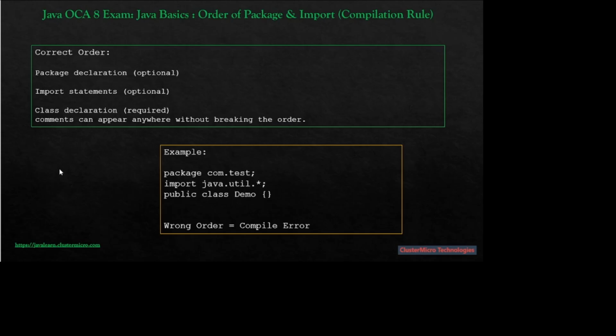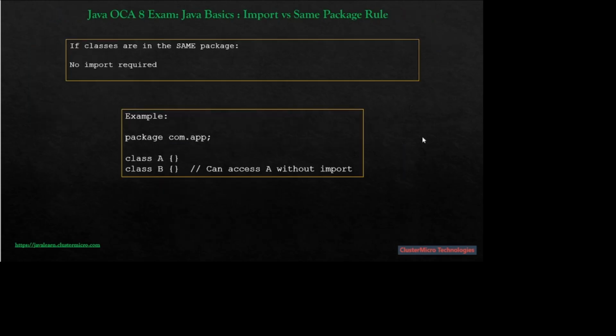So the import versus same package rule means: if classes are in the same package, how do you use them? You don't have to import anything, you can directly use them. So you have two classes, class A and B, both using package com.app. So class B can access class A without any import, you can directly use it, no issues there. But if you move class B to a different package, say package com.other or something like that, then in that case you have to import class A.